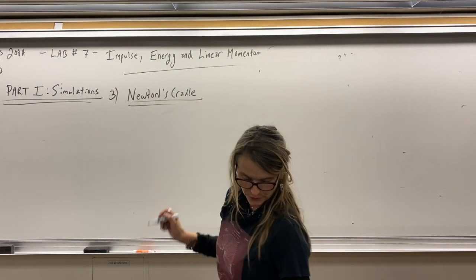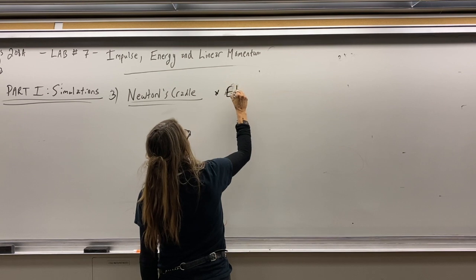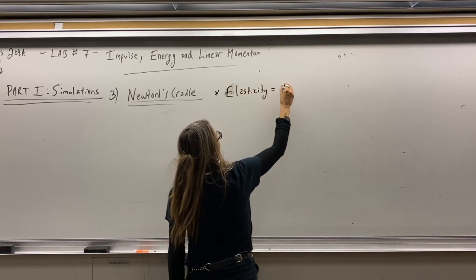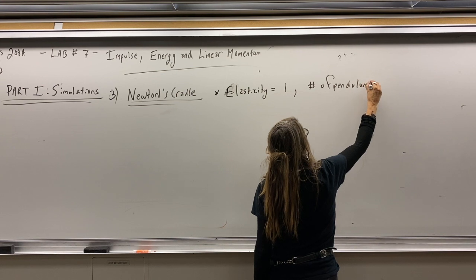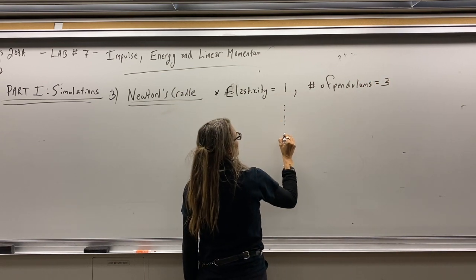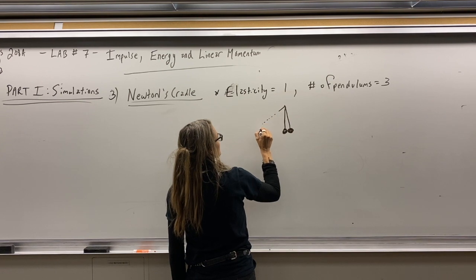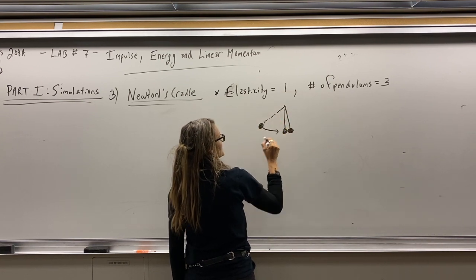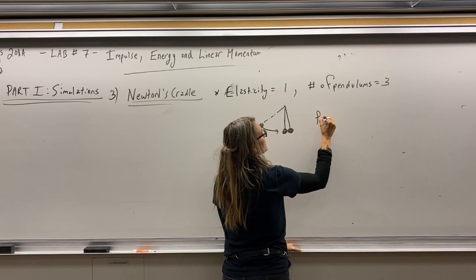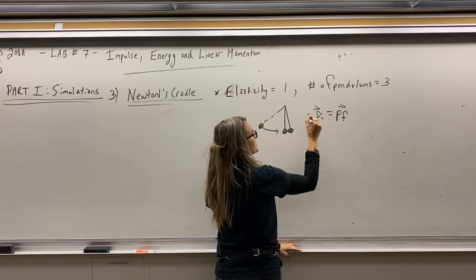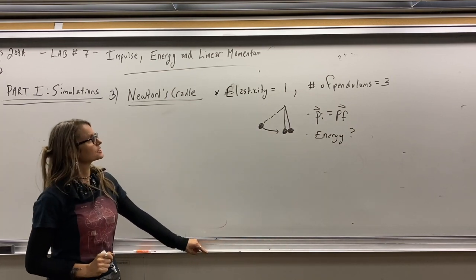So just to give you an idea, what we want to do is set elasticity equal to 1, number of pendulums equal to 3. So that we have 1 ball, 2 balls, and we take one of these and we want to look at what's going to happen as it strikes the rest. And think of our conservation of P, conservation of linear momentum and energy. How's our energy conservation going for that as well?